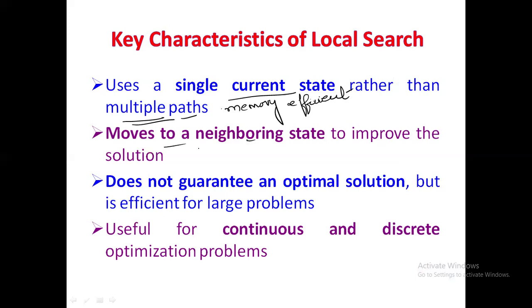Next, it moves to a neighboring state to improve the solution. How? Local search operates by evaluating neighboring states of the current solution and moving to a better one if it exists. This iterative improvement process helps refine the solution over time. For example, in the hill climbing algorithm, the algorithm continuously selects the neighbor with the highest value until no better neighbor is found.